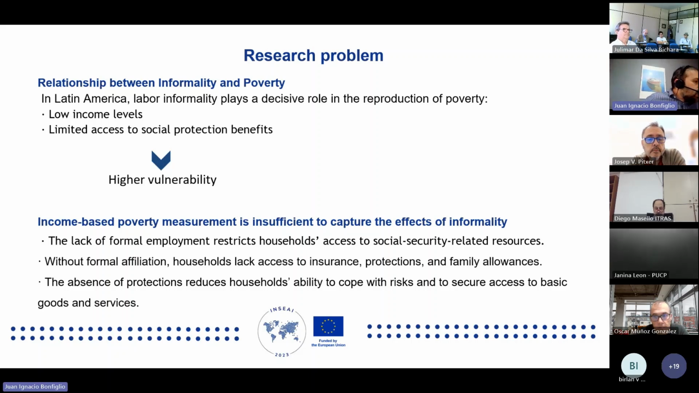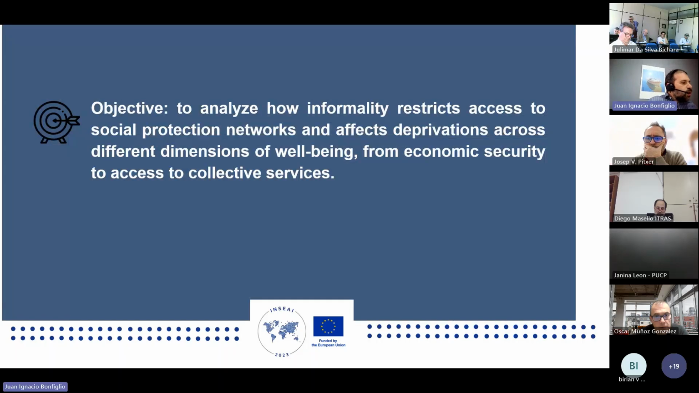I was talking about the limitations of poverty measures that rely solely on current household income. We argue that multidimensional measures provide a more comprehensive and accurate assessment of the resources available at households. This study seeks to broaden the traditional view of poverty measured through income by incorporating the lack of social protection associated with labor precariousness as an explanatory factor of multidimensional poverty.